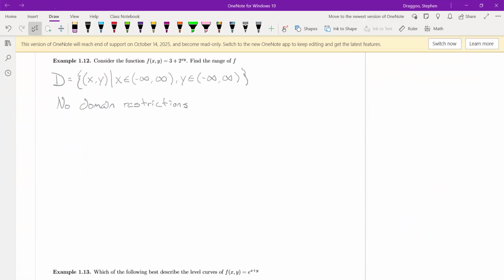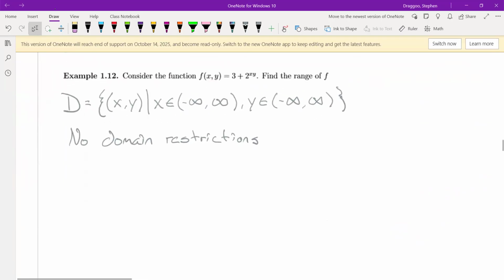So considering the function 3 plus 2 to the x times y, find its range. Also notice here that, oh wait, sorry, this one's x times y. I think the next one's x plus y. Notice I don't have any restrictions on my domain because I don't have any of the functions that I would need to worry about. I don't have any denominators, I don't have any square roots, I don't have any logarithms. So I can plug in whatever I want for x and y.